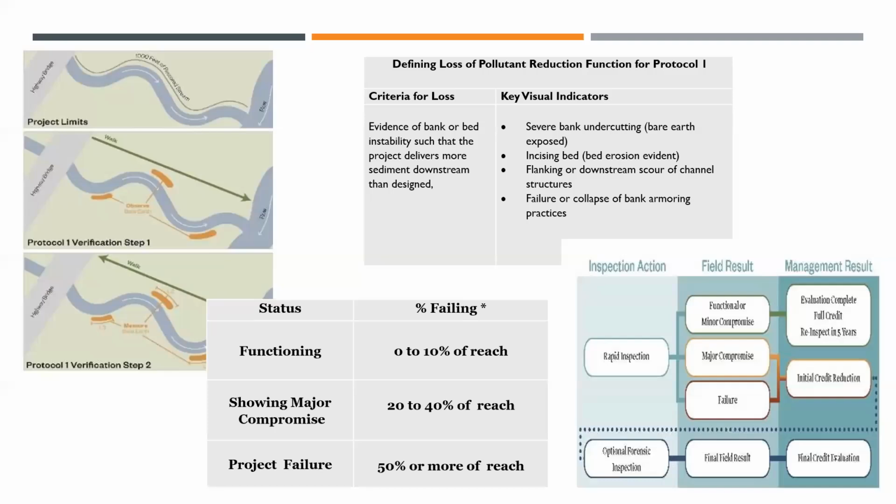So they provided criteria for each protocol, a couple of visual indicators. So for protocol 1, things like bank undercutting, an incising bed, flanking of downstream structures, things like that. And then they tied them to specific management actions. Based on those indicators, how much of the reach was functioning, showing major compromise, and then based on that, you can make a decision about either going in and doing, we call them forensic investigations, where you're really finding what the root of the problem is, or you can pass it and renew that credit.